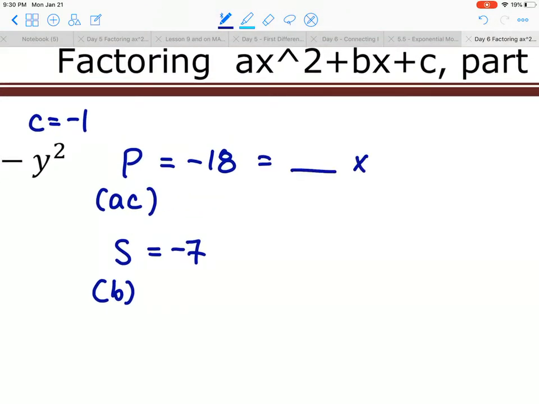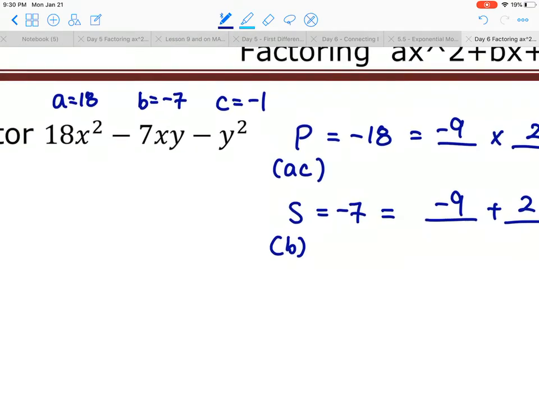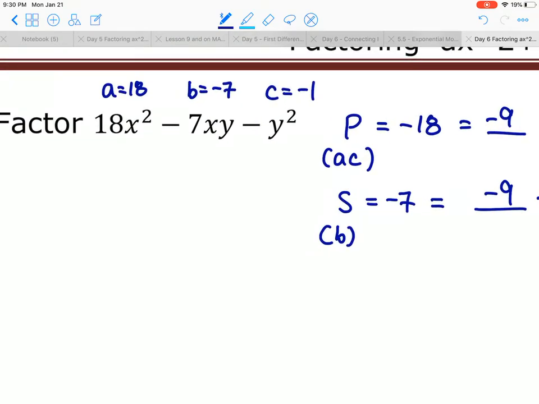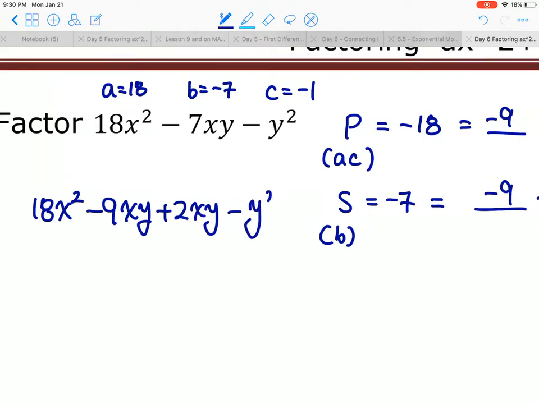So same thing goes over. Now this time I will actually shorten the process of it. It will be negative 9 and 2. Okay. So this process should be easy by now, or somewhat more fluent than before. So then we have 18x squared, and then you break this negative 7xy, so that becomes negative 9xy. Remember, the variables basically just follow. Now plus 2xy minus y squared.